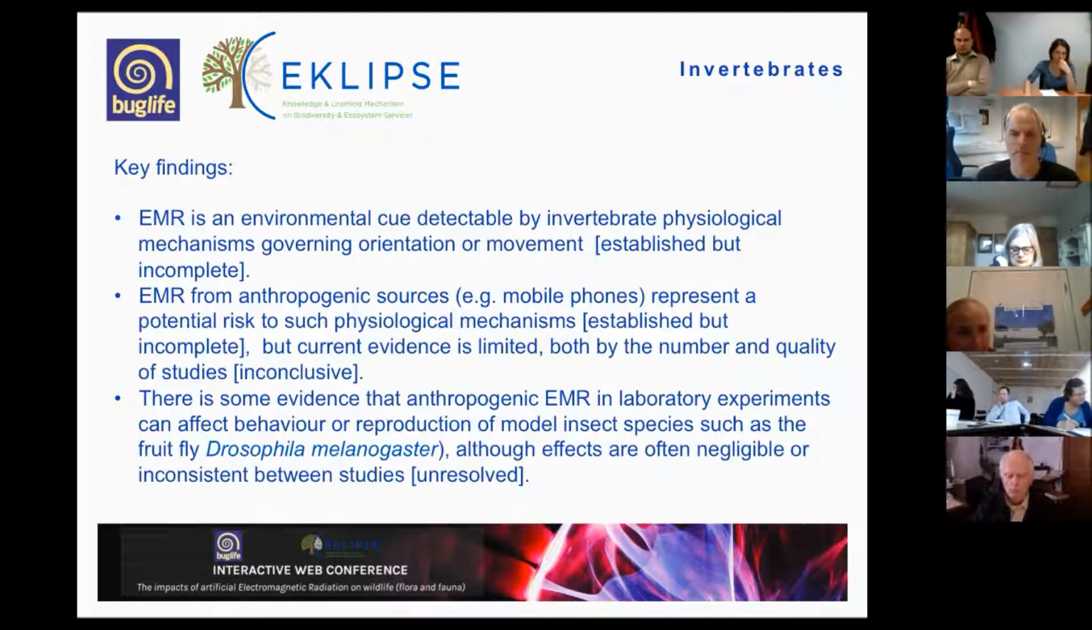So if you go to the next finding, there's some evidence that anthropogenic EMR can affect reproduction, and we had several studies on this. Only two actually found an effect. So this finding seems to be highly in disagreement between the studies. There were two studies which found a negative effect, and they both are about Drosophila melanogaster, so Drosophila flies.